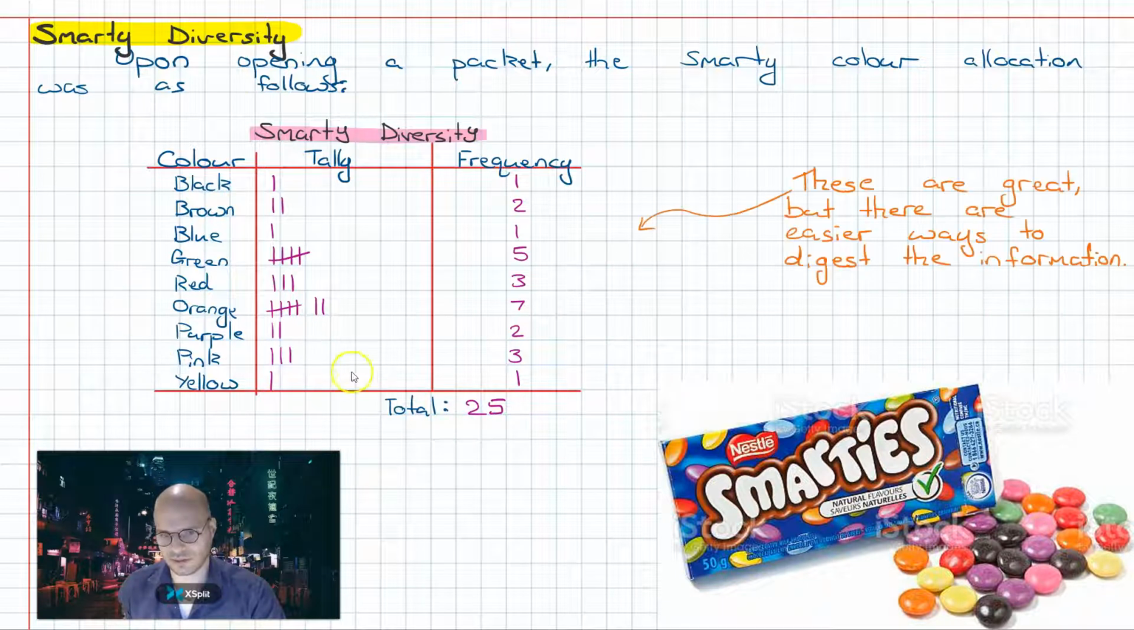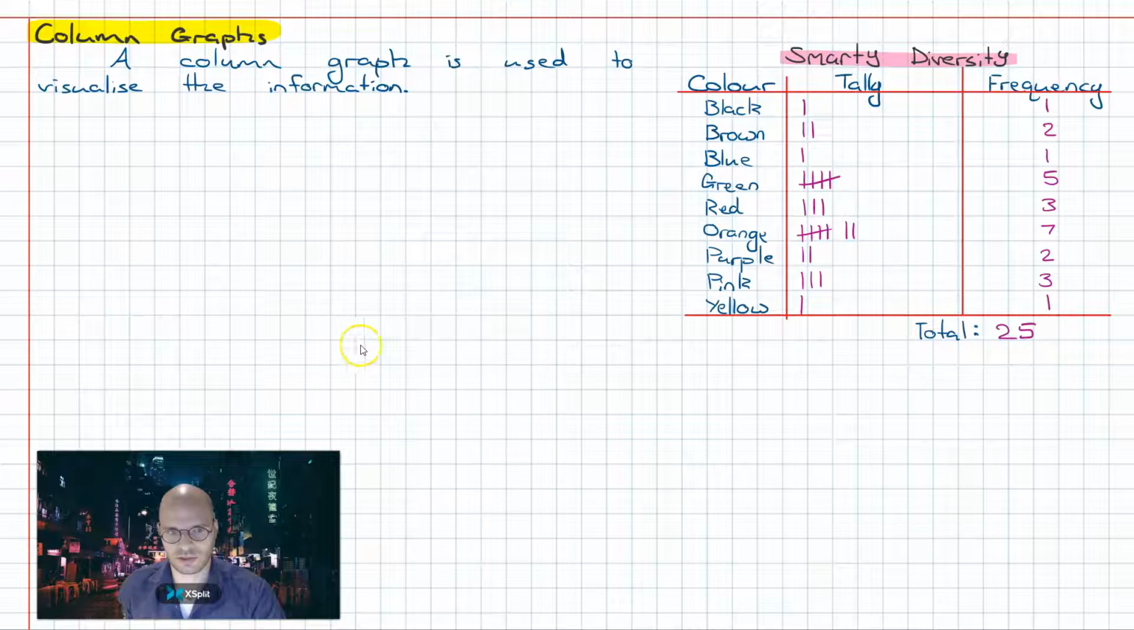Now these figures are great in that they tell us the breakdown of the diversity inside, say, a packet of Smarties. But one thing that they lack is that it's a written form, and therefore it's a little bit difficult to digest. We have to read what's going on. What would be nice though is if we could have some sort of figure that we simply just look at, like a picture, and we're able to understand what's happening. To do this, we can use something called a column graph.